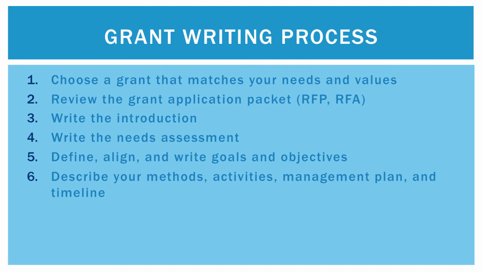So here is our grant writing process that we're going to work through today in greater detail. First step, choose a grant that matches your needs and values. There are a lot of grants out there. Some of them you may be diametrically opposed to. You don't want to apply for those. One, because you probably won't get it, and two, because if you do get it, you have to do work that you don't agree with. So there's a lot of grants out there. You want to make sure you get the one that's right for you.